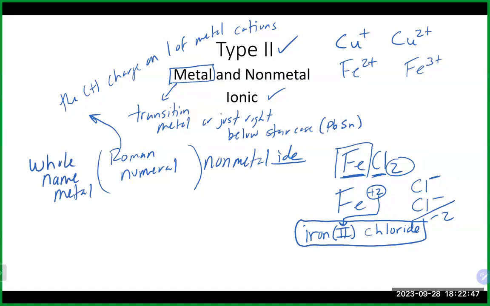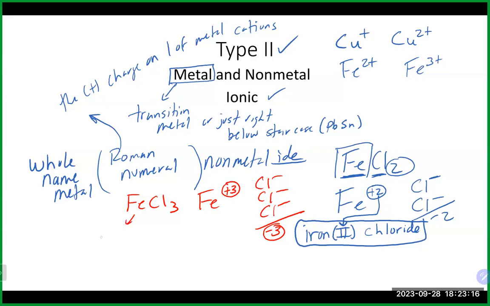Now, the reason we need to use the Roman numeral is because if we had something like FeCl3, once again, we would have an iron that has a variable charge, but in this case we have not 1, not 2, but 3 of those Cl minuses, which gives us a -3 charge. So the iron is carrying a +3 charge to balance it out. The name of this would be iron Roman numeral 3, and once again, chloride, regardless of how many there are.